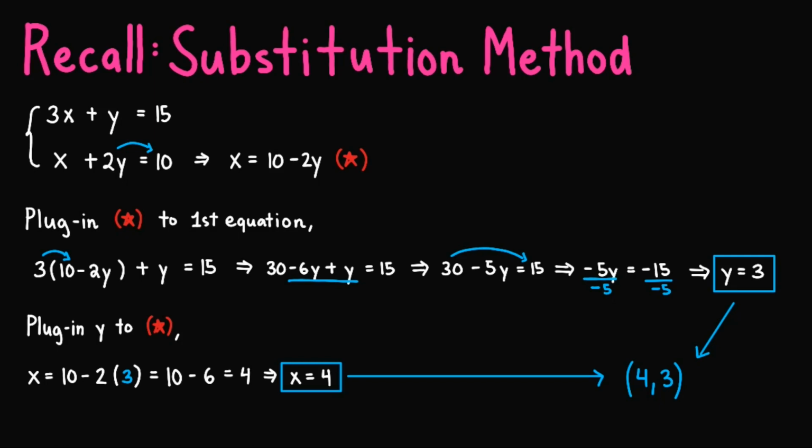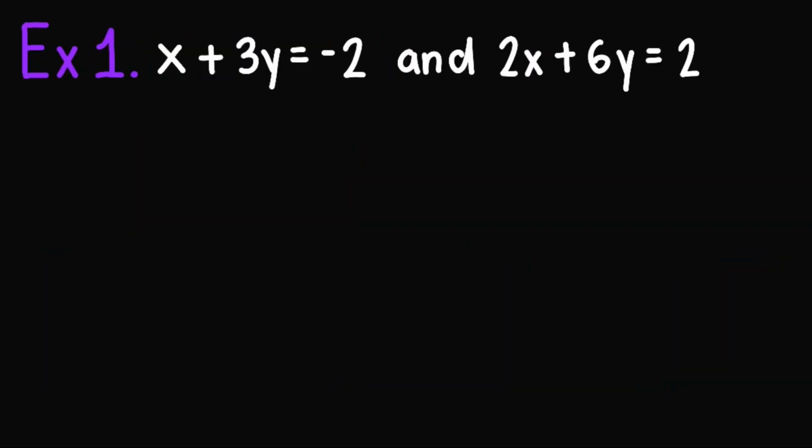From here, let's now try out more examples applying it. Let's have this first example. In here, we have x plus 3y equals negative 2 and 2x plus 6y equals 2. Before we start this one, feel free to pause the video so that you can try this one first on your own.